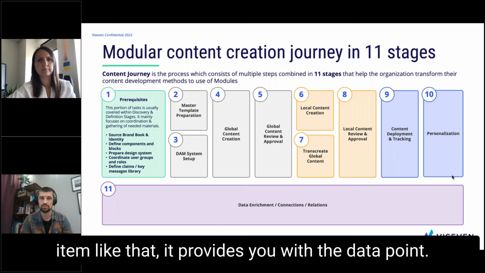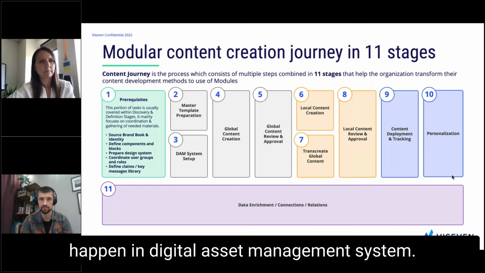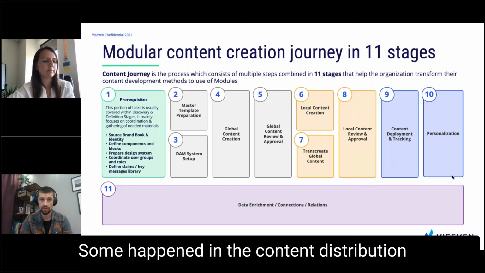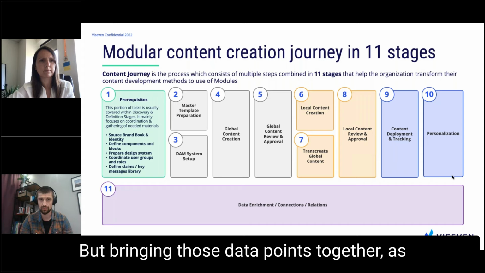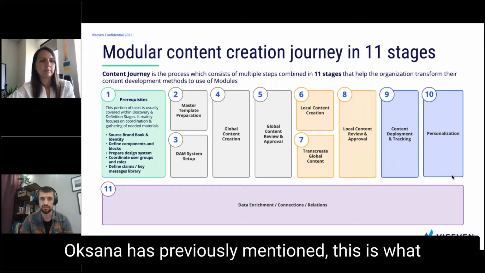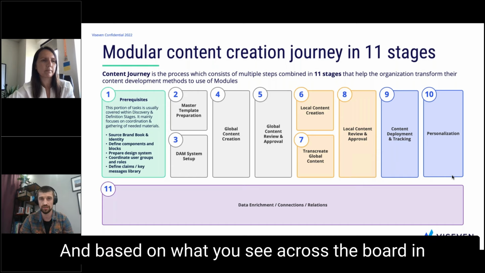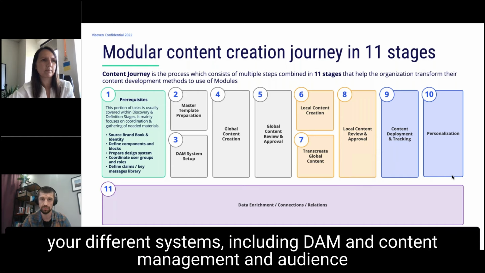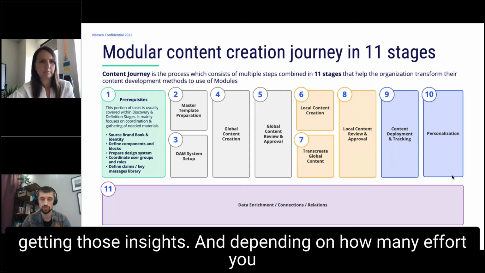Every item like that provides you with a data point, and most of them do happen in digital asset management systems. Some happen in the content distribution systems and things like that. But bringing those data points together, as Oksana has previously mentioned, is what really makes a lot of value. And based on what you see across the board in your different systems, including DAM and content management and audience reaching systems, this is where you start getting those insights.